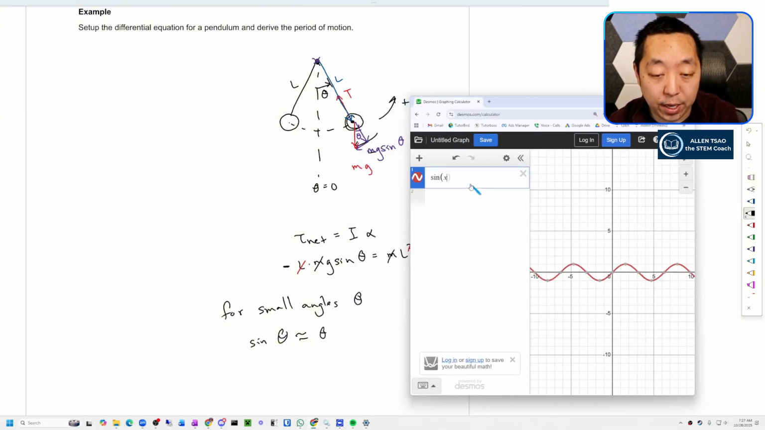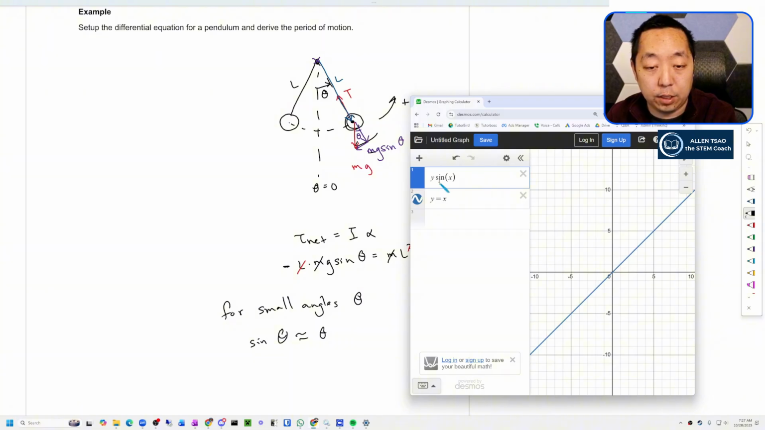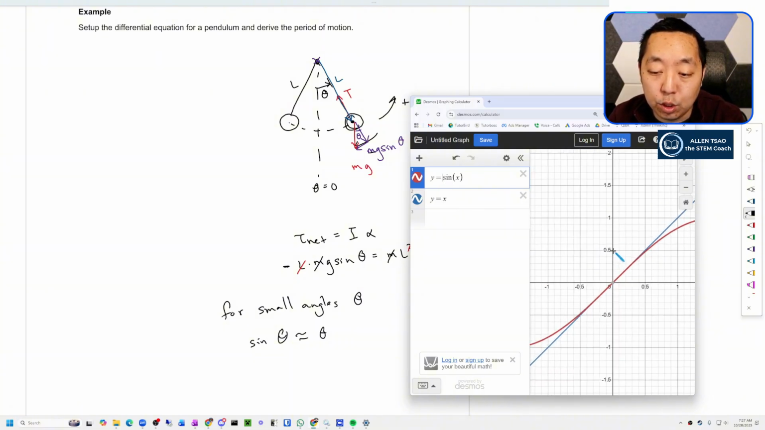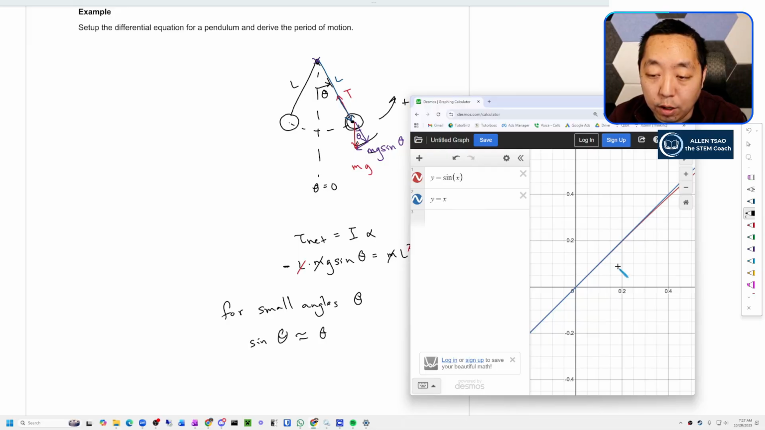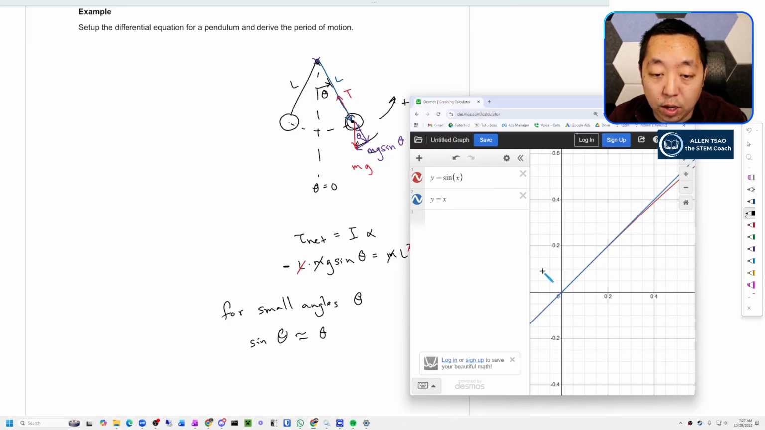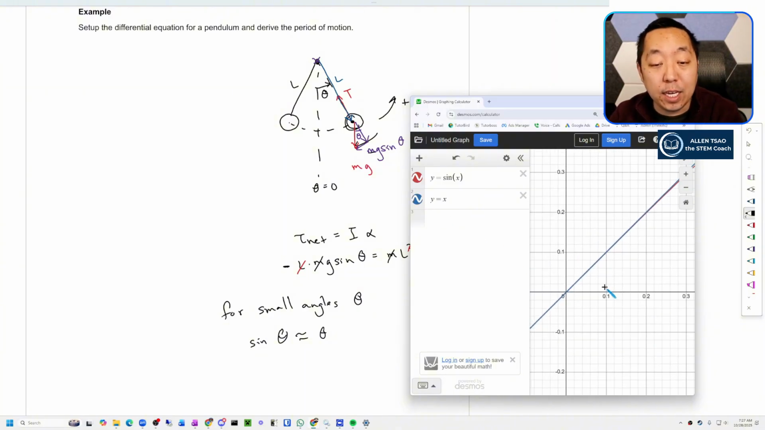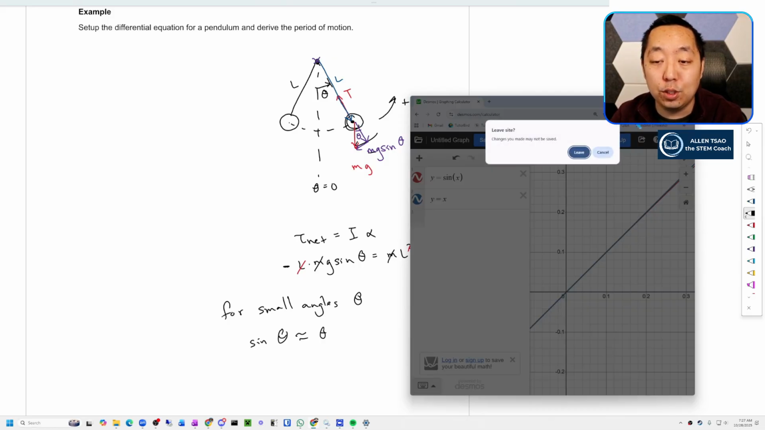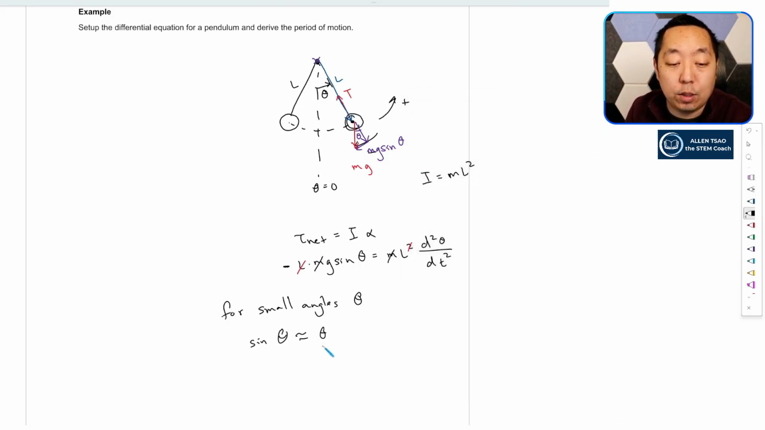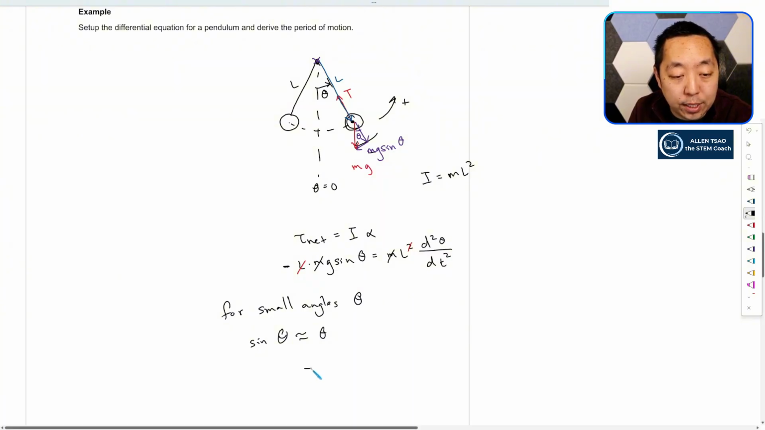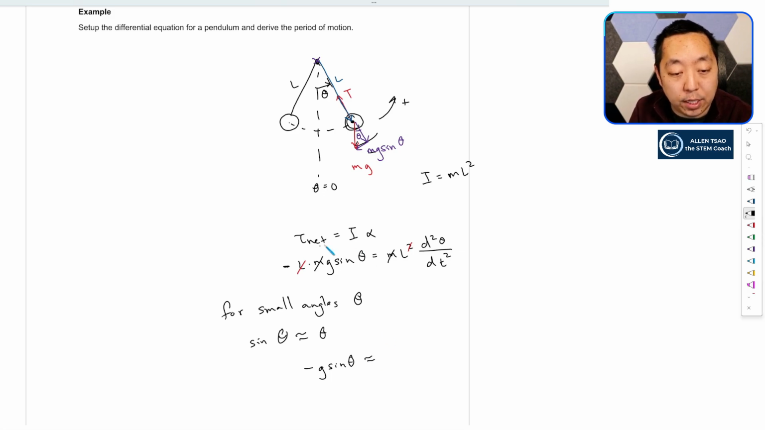If you look at y equals sine x and y equals x, you could say they're not the same. However, if you zoom in very close to 0, they are very similar. When angles are very small, you see that the blue line is really on top of the red line. So if the angle is small enough, it's fair to assume sine theta is approximately equal to theta. Therefore, negative g sine theta on the left side is approximately equal to negative g theta, which is equal to L times the second derivative of theta.